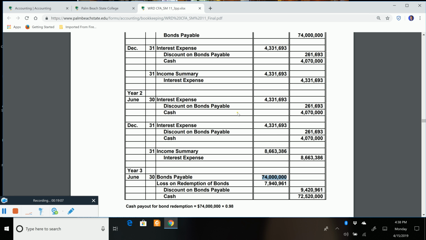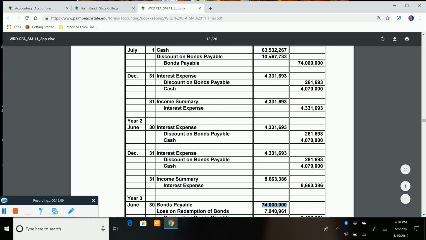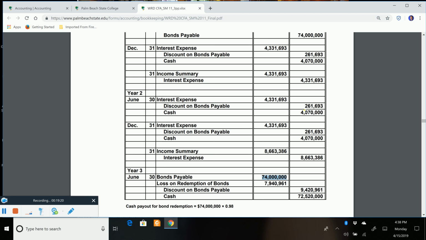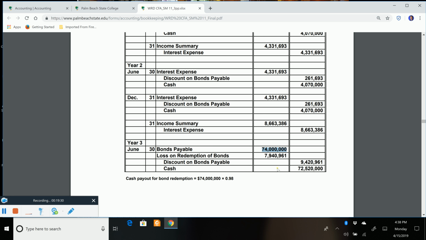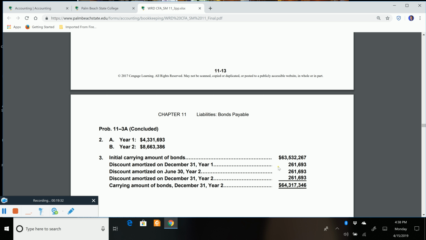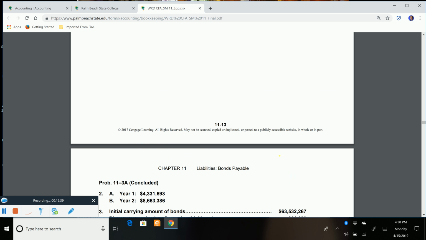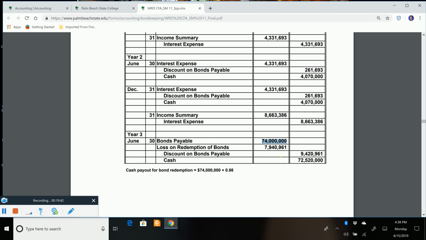Now we also have this discount. Remember, the discount had an original balance of $10,467,733. But what did we do? We reduced it by $261,000 on December 31st, $261,000 again on June 30th of year 2, $261,000 again on December 31st of year 2, and finally on June 30th, we are amortizing the bond. So if we do the math, this was the original carrying value, $63,532,000. Well, let me do it this way.